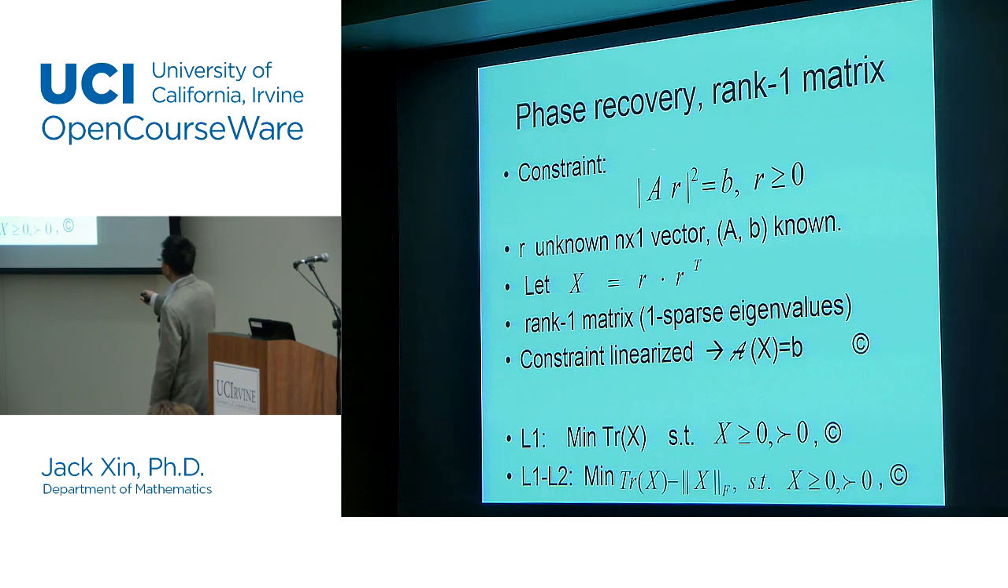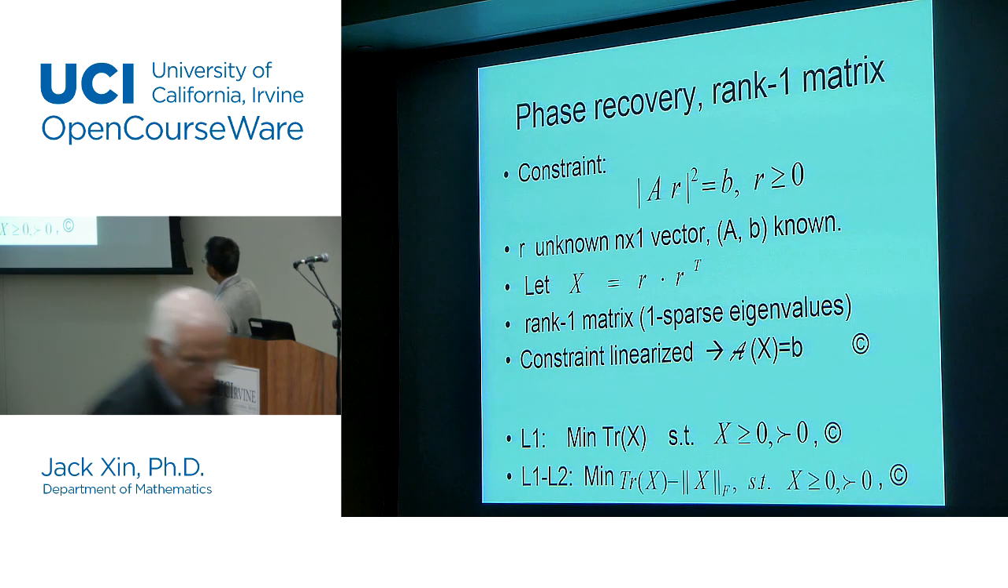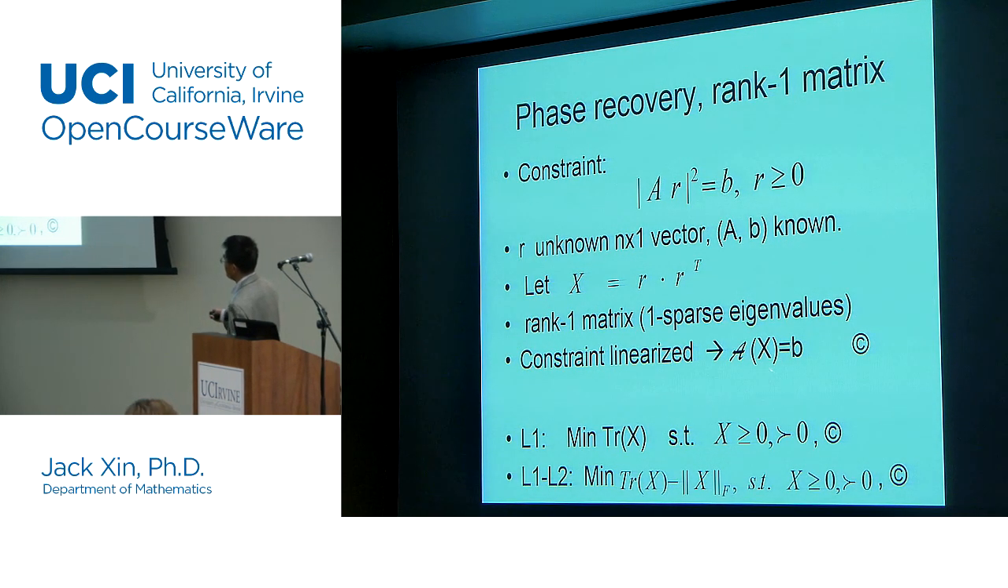Okay, at first sight, it looks very different from the linear problem we had before. However, it's a quadratic function. If we define the matrix r times r transpose, this will be a rank 1 matrix, and therefore the singular value, or in this case the eigenvalue, would be 1 sparse. In other words, only one non-zero eigenvalue, the rest of them are 0. And if you define x this way, this quadratic equation can be turned into a linear equation with some linear operator A in front, constrained like this. So now it starts to look like the problem we had before.